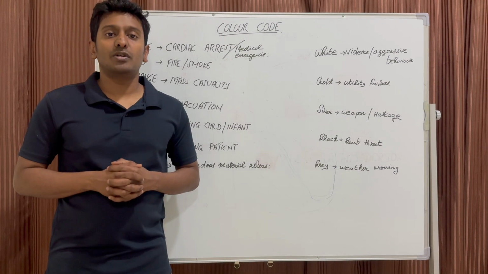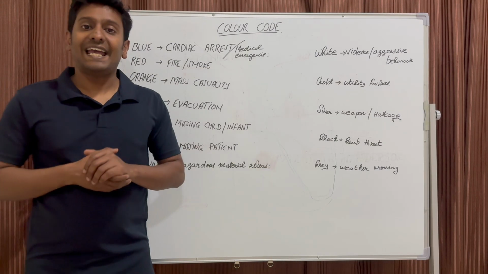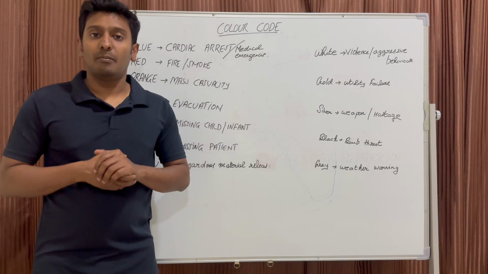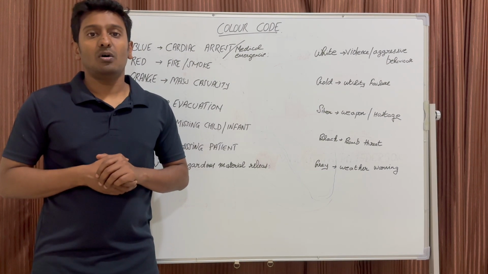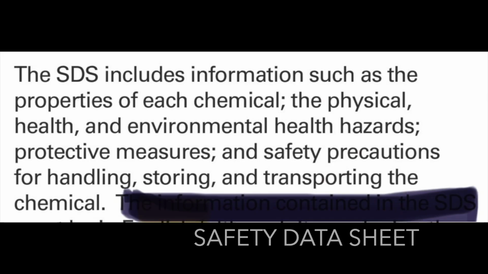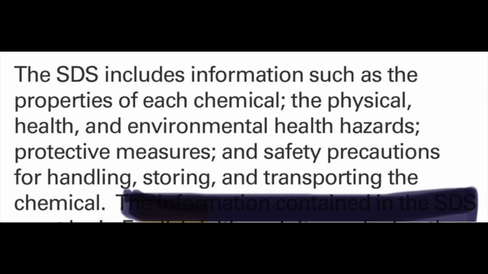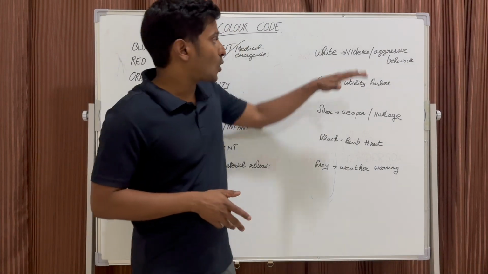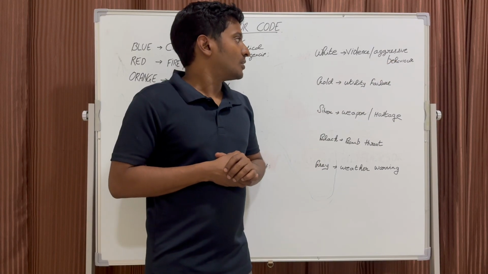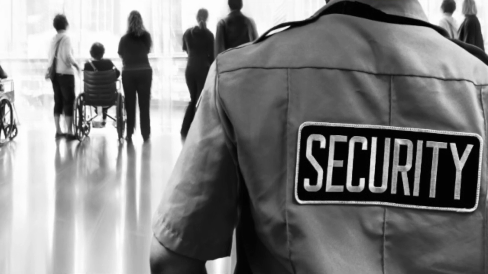The next code is code brown. This code is announced when there is a hazardous material release. It can be chemical, biological, nuclear or radiological. According to the safety data sheet, that can be treated or managed. Next is code white. Code white is declared when there is violence or aggressive behavior. During that time, we have to inform the concerned department. They will do the needful.